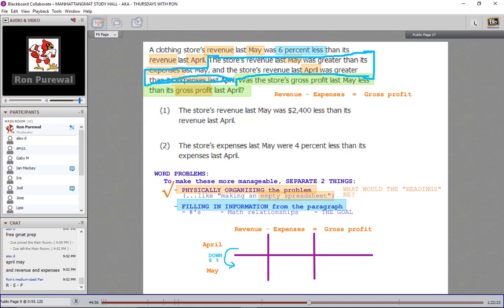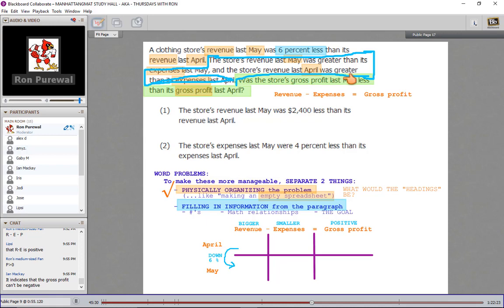For each month, the revenue is greater than the expenses. Is that a math relationship, really? Yeah, it's really just telling you profit's positive, right? So you can write that. You can say this is bigger, and this is smaller, and so this is positive. As long as you write that on there somewhere, it's going to be fine.